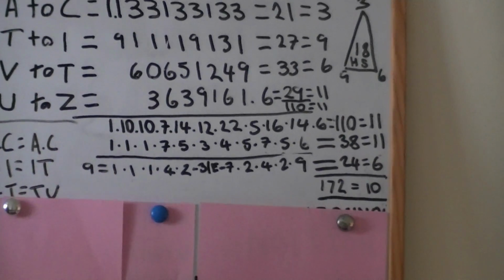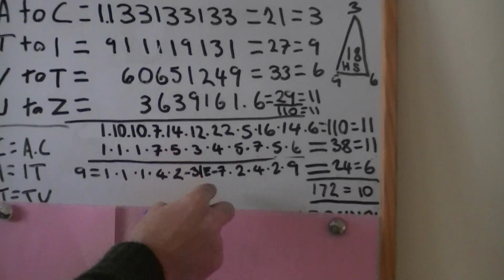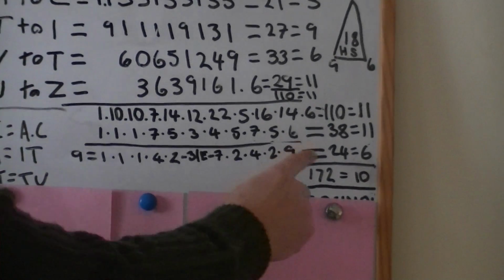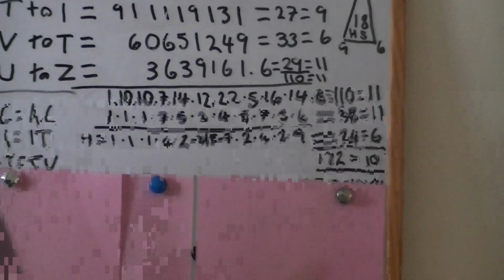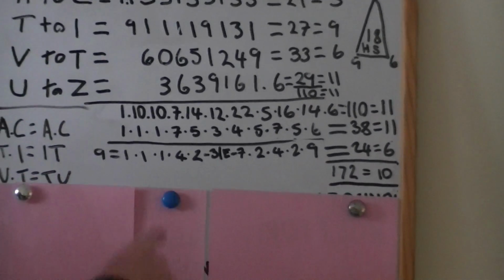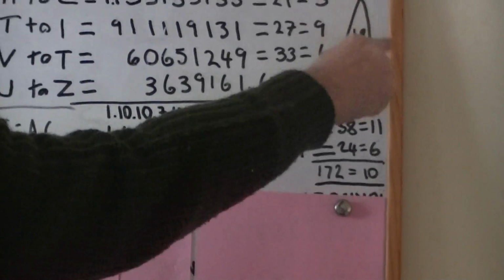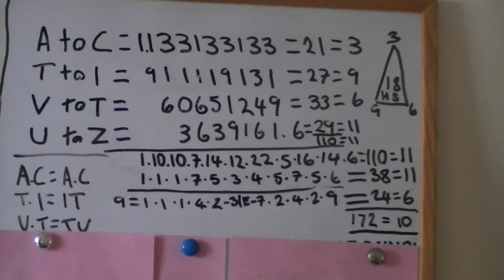Finally, reflection. So E3, the reflection, right? We reflect the middle. And we go out 7, 2, 4, 2, 9 equals 24. 2 and 4 is 6. 2, 4, 1, 1, 1 is 9. So giving us our trinity, 3, 6, 9. This is our trinity that we're working from. And also the number 24.